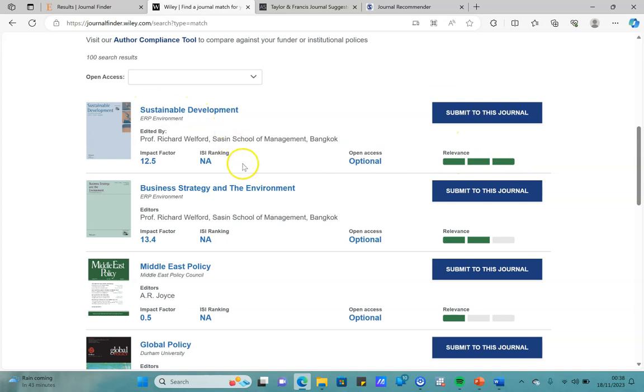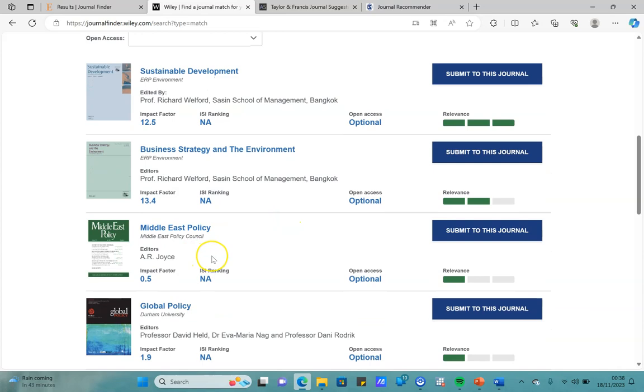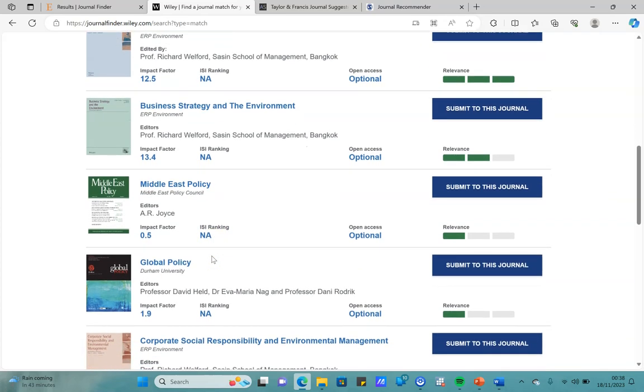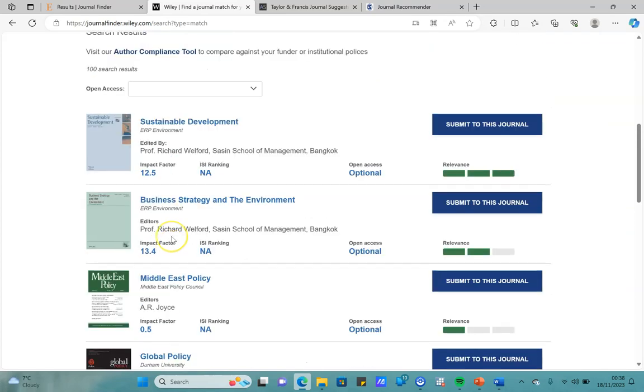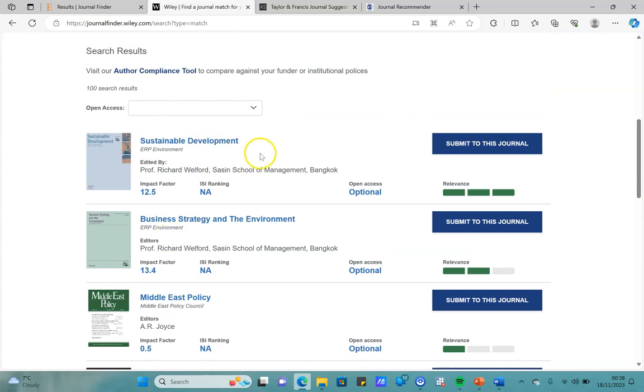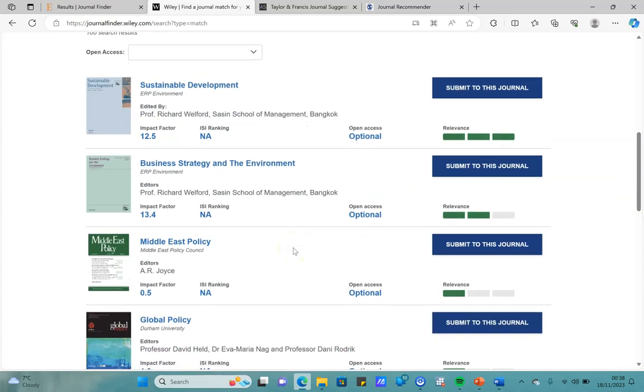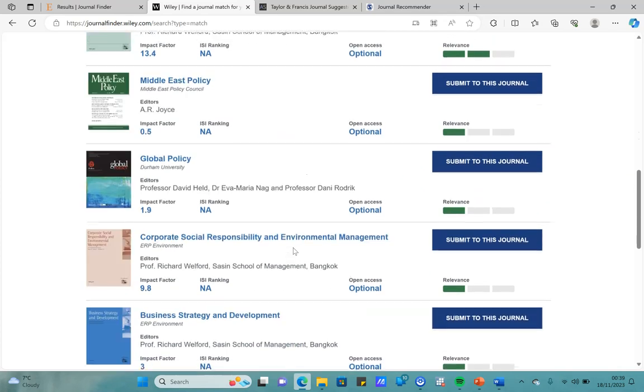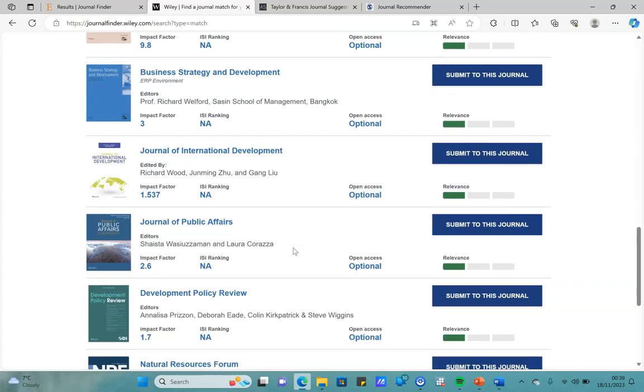Sustainable Development. Next one is Business Strategy and the Environment. Next we have Middle East Policy, Global Policy, and you can see the information layout is a bit different. You see the editor's name, which is always nice to see, the ISI ranking, the impact factor, and whether they have an open access option. So that's how it looks.